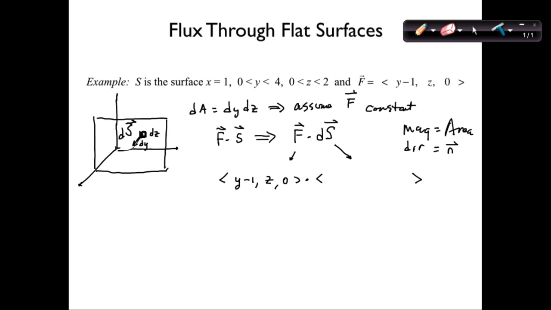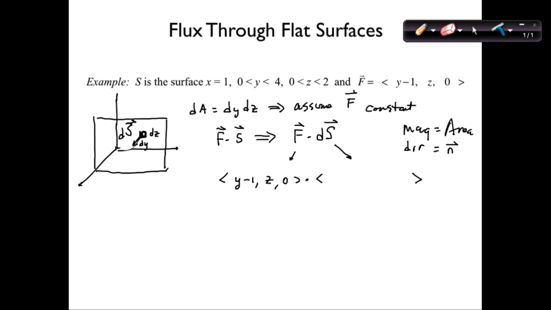Lane has it. Who else? Jitong, did you get it? What's the area of this thing? dy dz, good. And so now how do we make a vector whose area, whose magnitude is dy dz and is in the positive x direction?